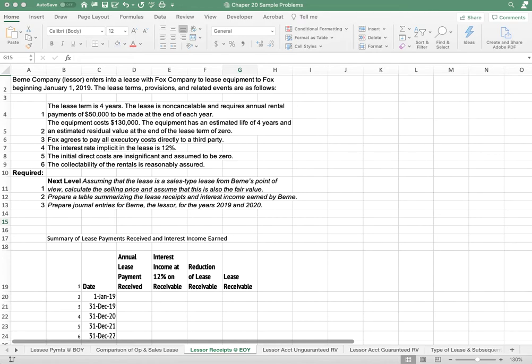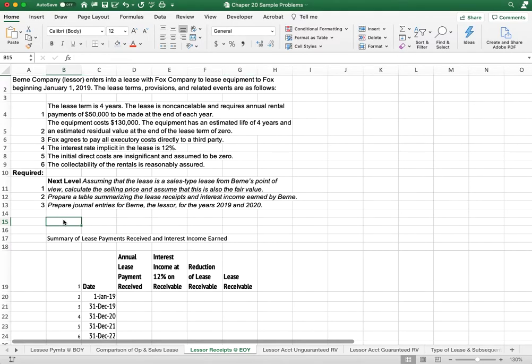Fox agrees to pay all executory costs directly to a third party. The interest rate implicit in the lease is 12%. The initial direct costs are insignificant and assumed to be 0. The collectibility of the rental is reasonably assured. Assuming that the lease is a sales-type lease from Bernie's point of view, calculate the selling price and assume that it's also the fair value.